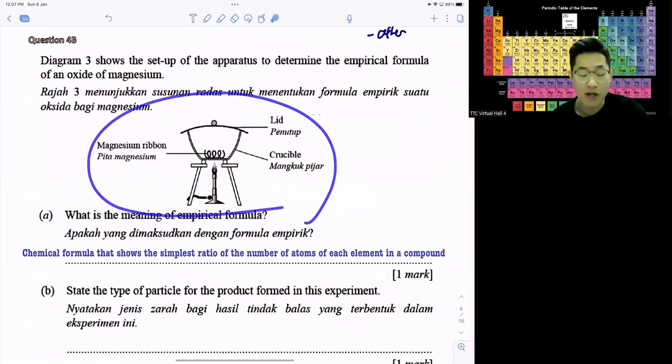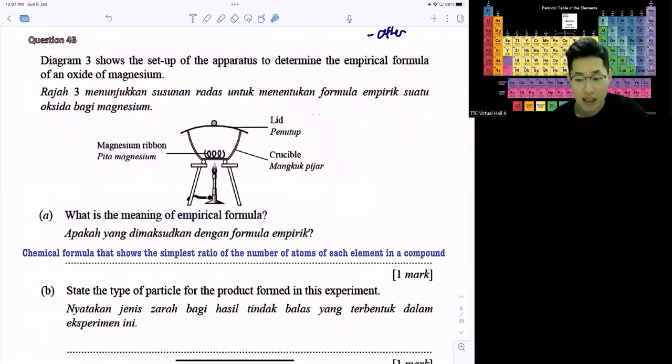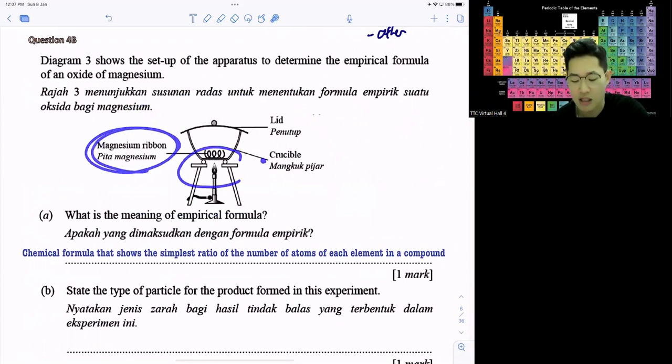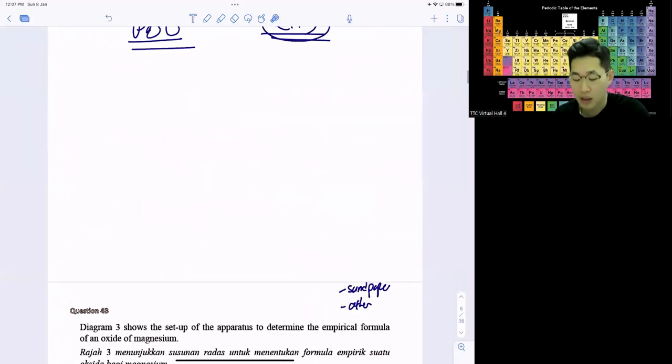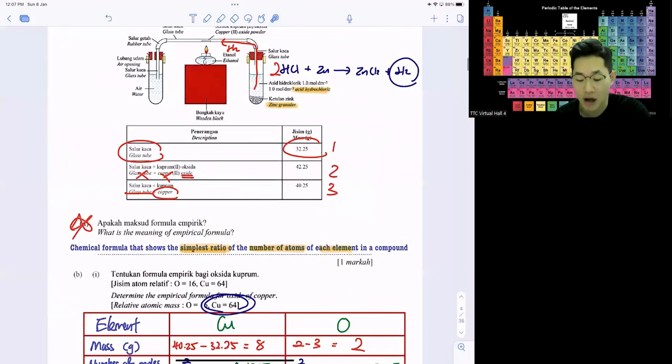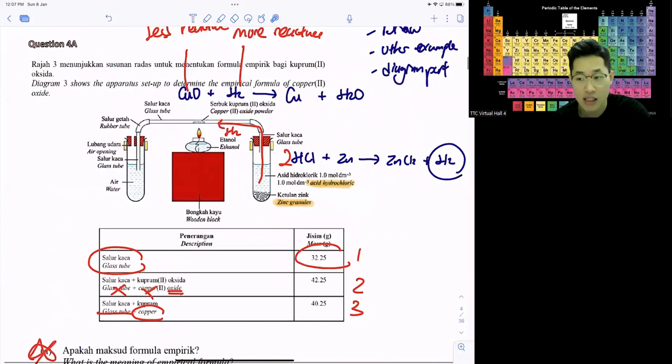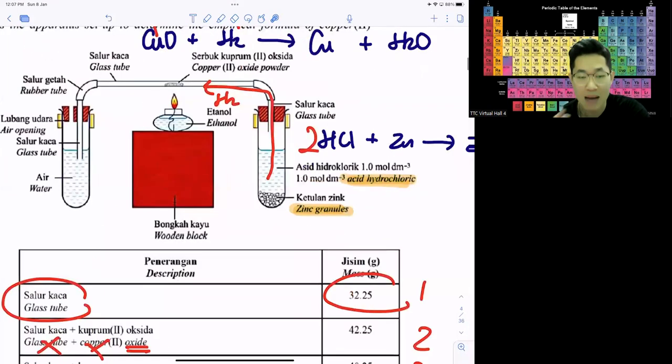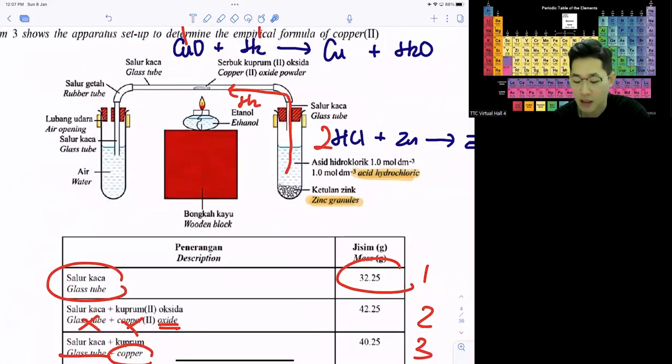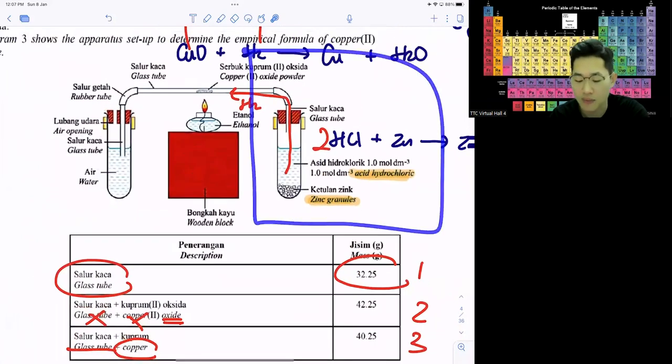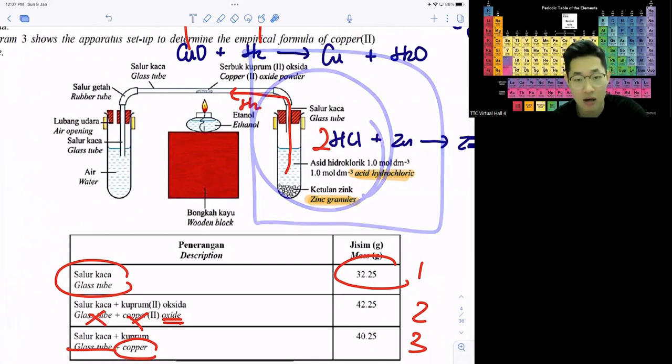So this is the empirical formula of magnesium oxide. As you can see, they heat the magnesium ribbon in the crucible. By the way, the tip says you have to know how to draw the apparatus. I do not know which part they want you to draw. Sometimes they might remove this one and put a box here, so you have to know how to draw this part.